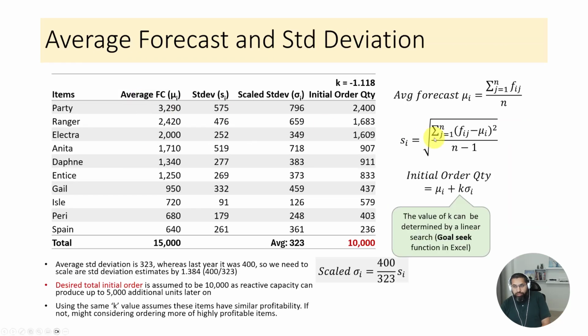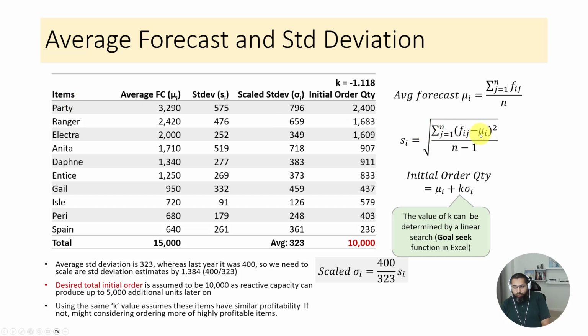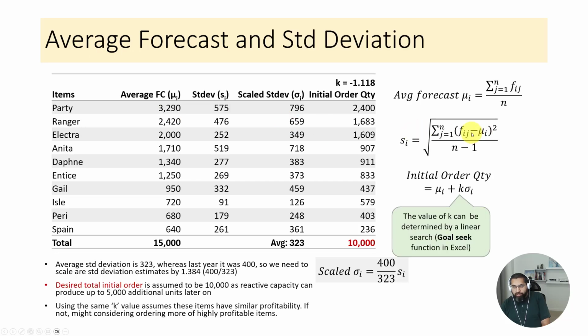So what you're going to do is go across a row. You take this number and subtract the average of the first row, the average forecast for the parka. The average forecast is mu i. Mu 1 is the average forecast for item 1, the parka. And F11, F12, F13, F14, F15 are these 5 forecasts in the top row right here. You take each forecast, subtract the average, and square the difference. Some of the differences will be positive, some will be negative.